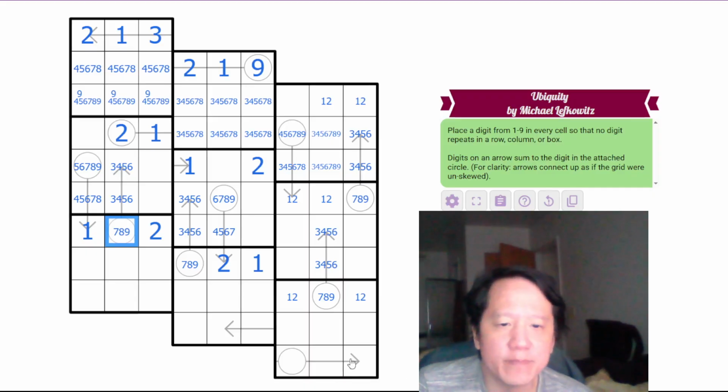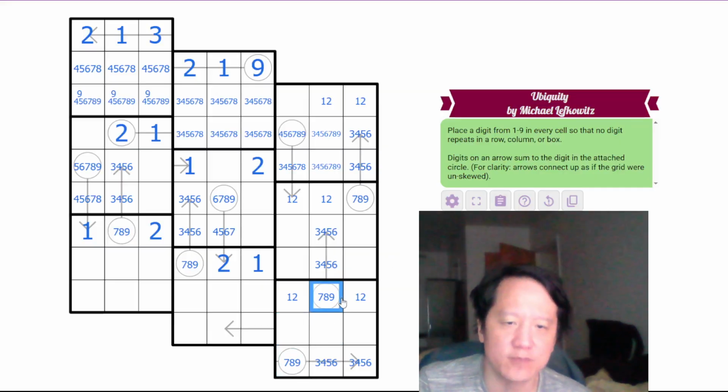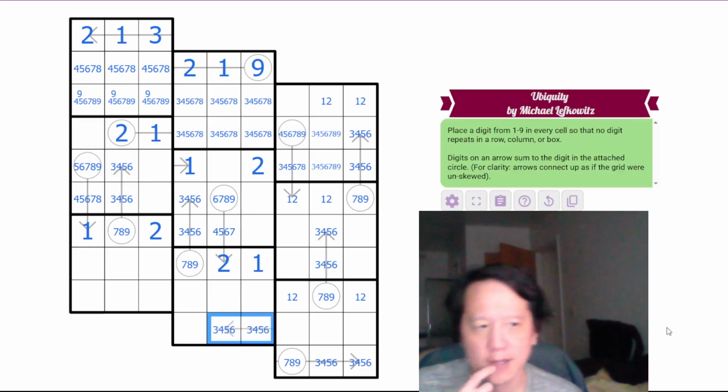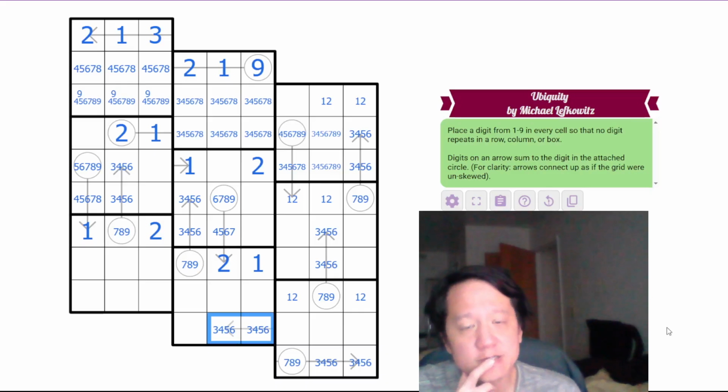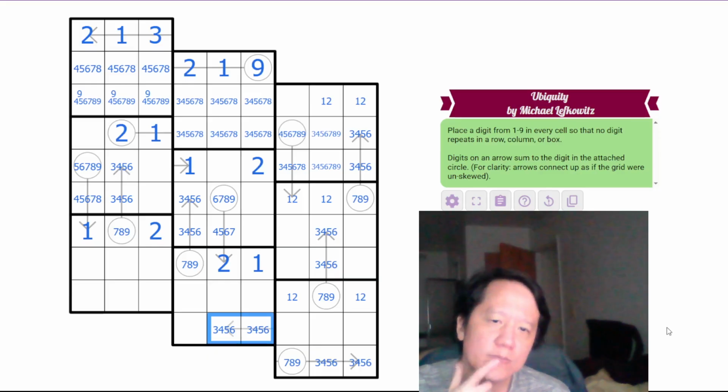Okay, this is at minimum 3 through 6 here, which makes this 7, 8, 9. So these are different ones. This has to be 3 through 6 also. Could be the same digits. Interesting.